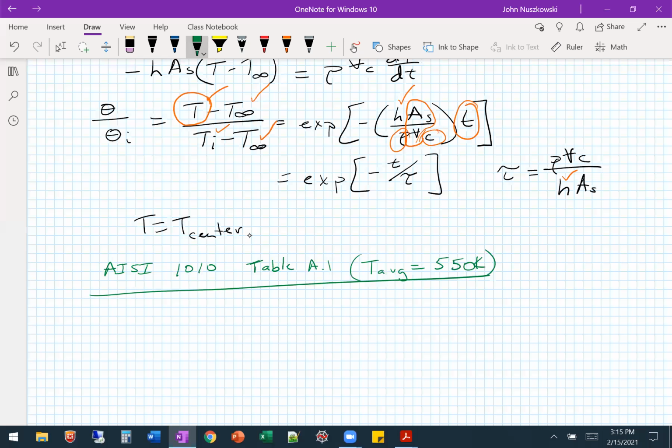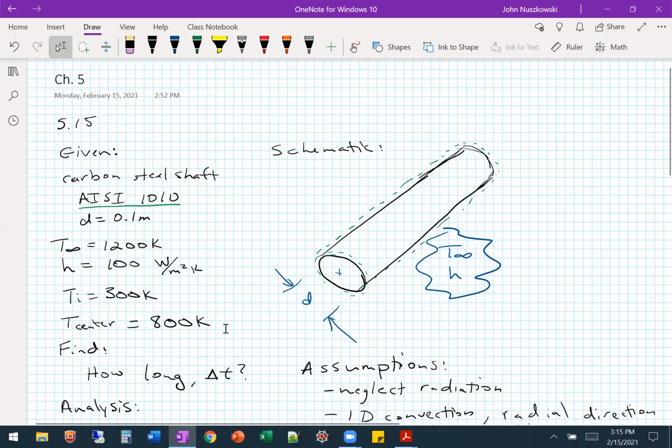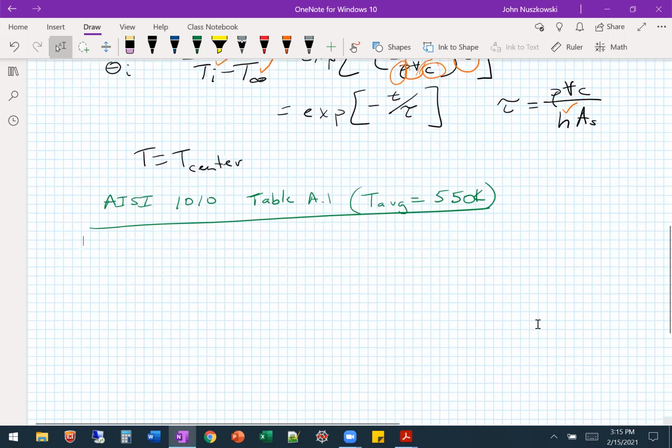Because it's initially at 300, and then after some time, it's 800. So we're just averaging it together because properties are going to change with time, but we're saying constant properties. So to bring back some of that lost accuracy, because the properties do change with time, but they don't change that much, we're just going to take them at the average temperature. And that's 550.